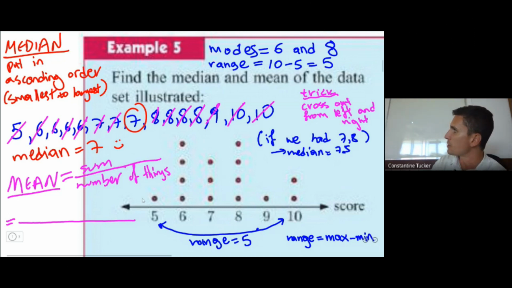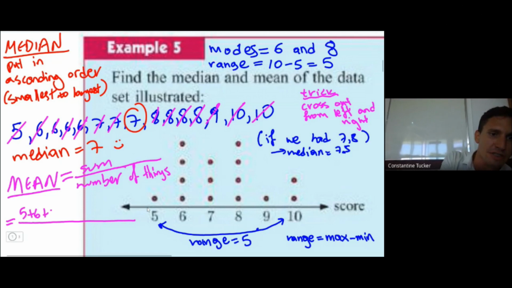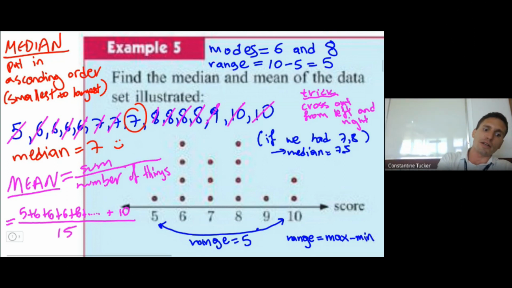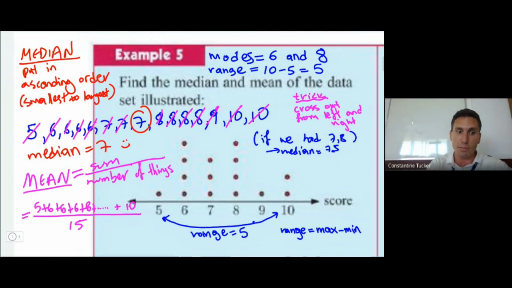So for the mean, let's add them all up and divide by how many we've got. We do 5 plus 6 plus 6 plus 6 plus 6, and so on, all the way up to 10. We add them all up. Now, how many have we got? 1, 2, 3, 4, 5, 6, 7, 8, 9, 10, 11, 12, 13, 14, 15 things. So we will use our calculator to add these numbers up and divide by 15.